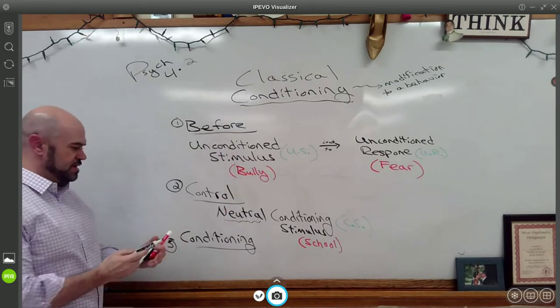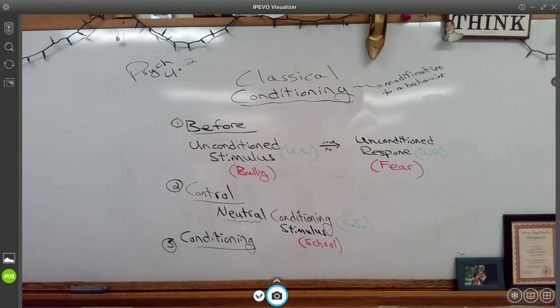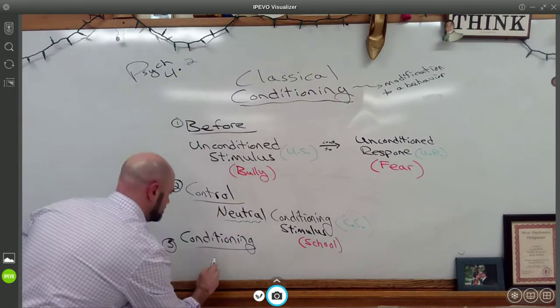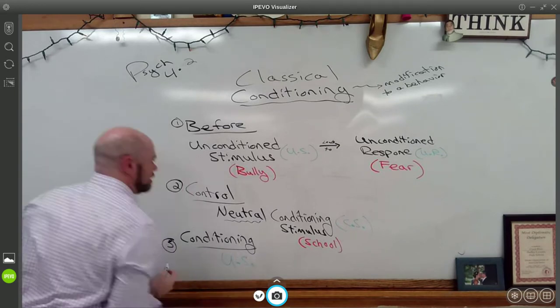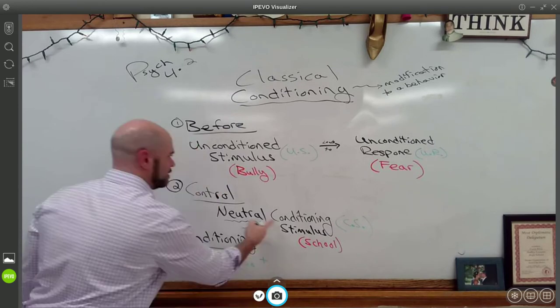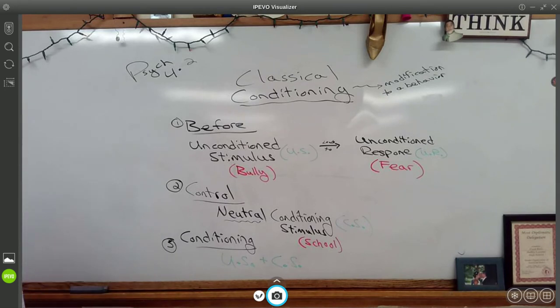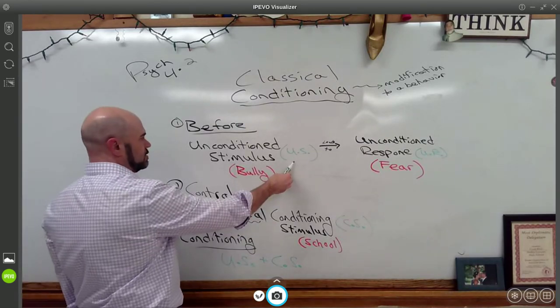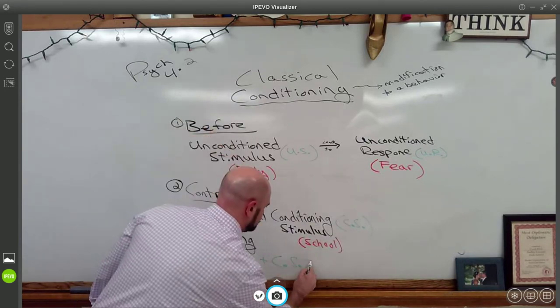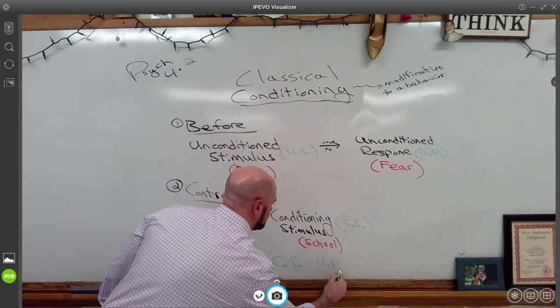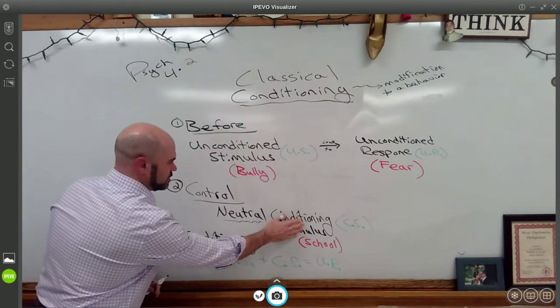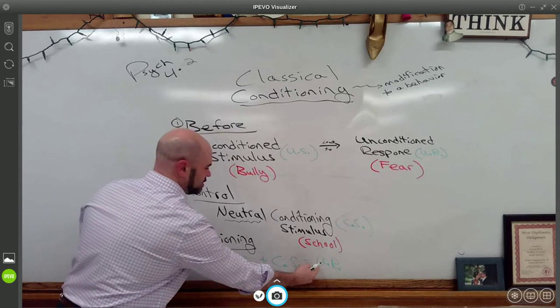And I'm going to use the abbreviations now in green. Hopefully the green shows up on the screen. It's not the best, but it's getting there. We're going to take the unconditioned stimulus, and we're going to add the conditioning stimulus. And we are going to find that there is an unconditioned response. Why? Because the bully is always going to elicit fear. Right? So if you took the conditioning stimulus out of the equation, it would still work.